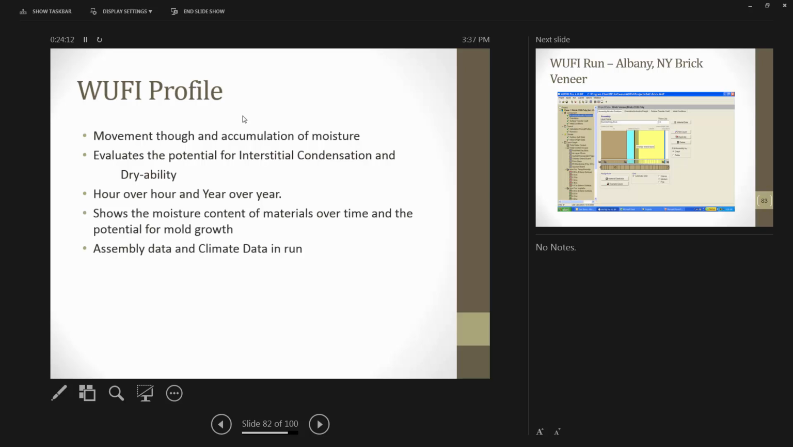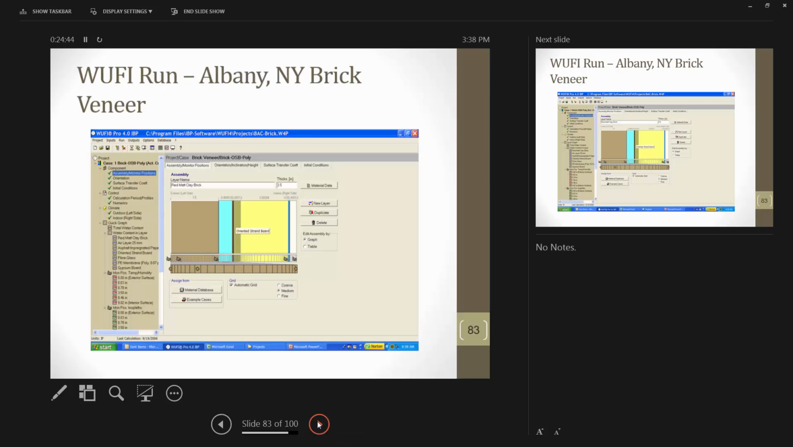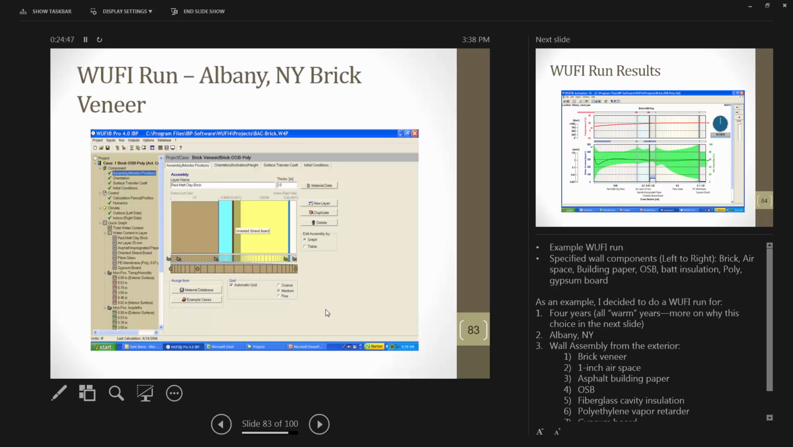So again, WUFI measures the movement through and accumulation, and then evaluates the potential for interstitial condensation and the ability of that material to dry. It'll run an hour by hour, day by day, year by year model based on the climate data, and start to predict what the moisture content is going to be of your wall assembly. And it can tell you directly if that has the ability not only to have condensation, but based on your climate data and temperatures, will you have mold growth?